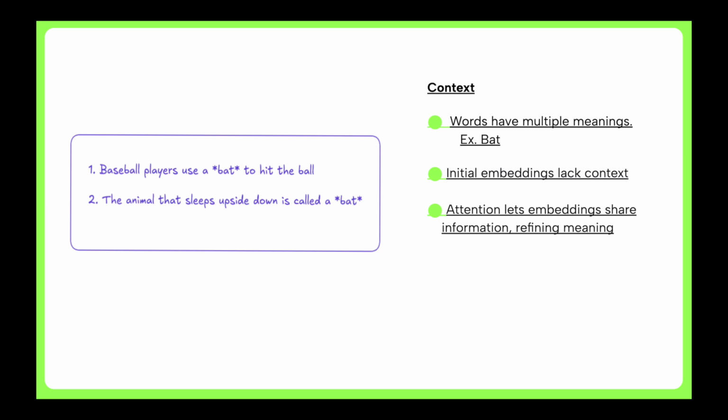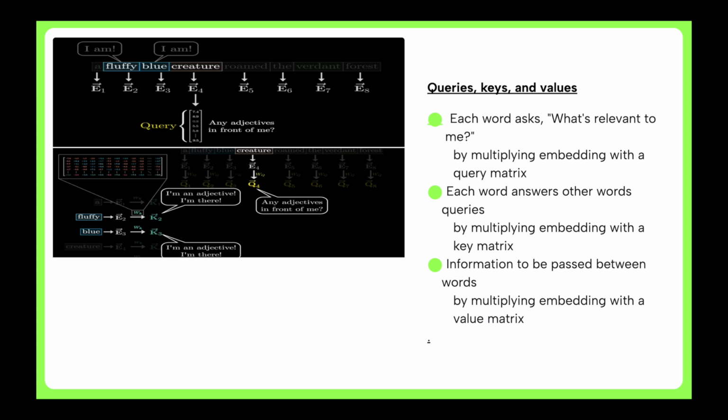This is where attention comes in. It allows the embeddings to share information between themselves, refining the meanings of the words based on their surroundings. The attention mechanism enables the model to move information between embeddings even if they are far apart in the text. The attention block uses queries, keys, and values to let words know how they relate to each other and pass information within a text. The query determines what is relevant. The key answers the queries, and the value is the information that is passed along.